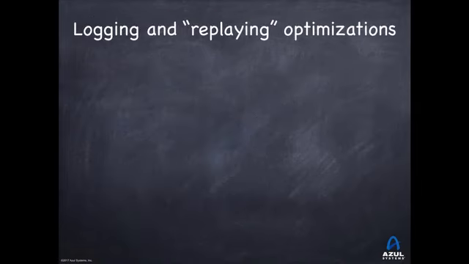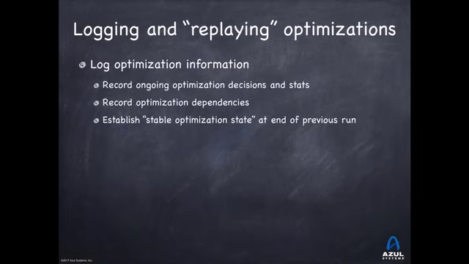How can we solve this problem? So what we do is we have this thing called ReadyNow. And ReadyNow, part of Azul, logs the optimization information as the program is running. So we'll look at what the JIT compiler is doing, and we'll say, okay, what decisions, what statistics is it saving, is it using, and we'll record all of these optimizations as a log.